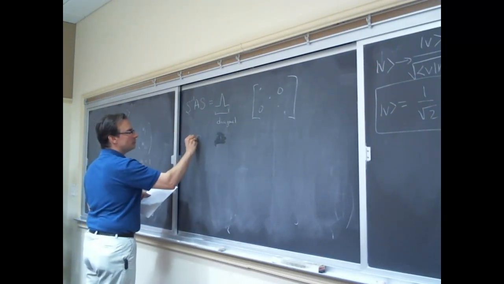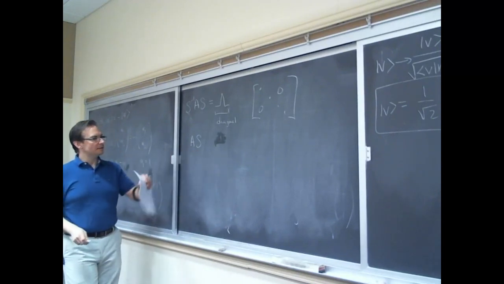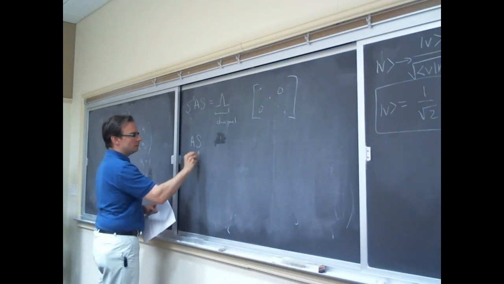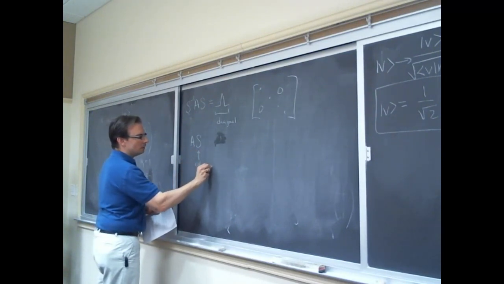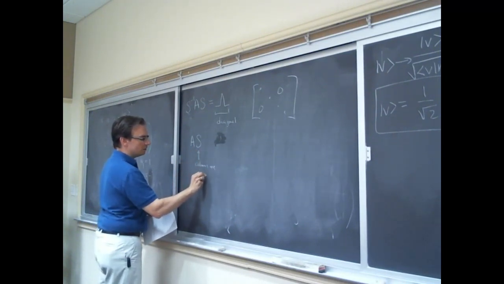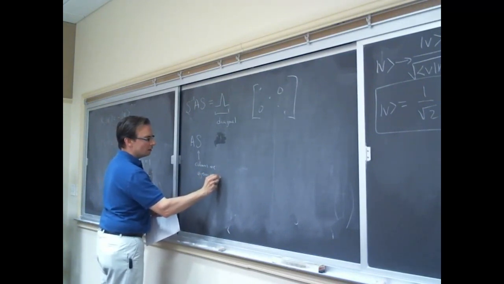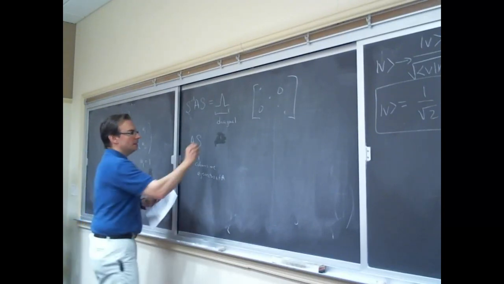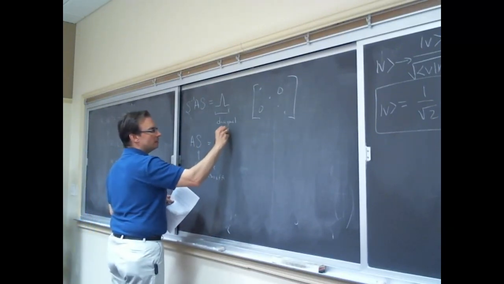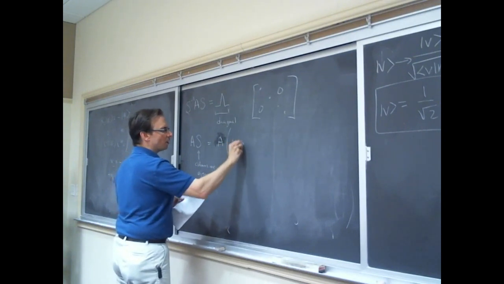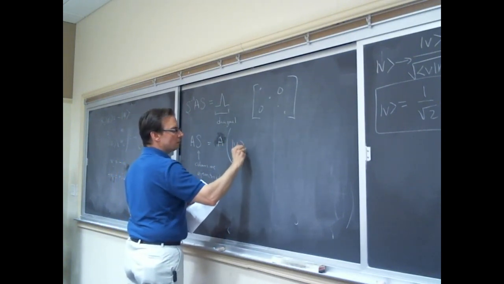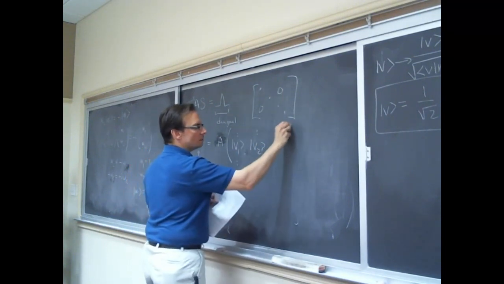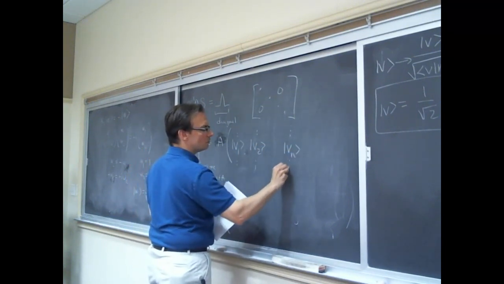So if we have the operator A times a matrix S, where the columns are eigenvectors of A, you'll see why this just gives you what you want. So we have A times a matrix whose columns are V1, V2, Vn.